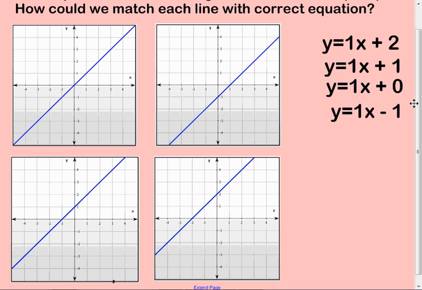What's different about these equations? All of this is the same. All of that's the same. What's different? All of these numbers, the B. So I want to match this. Which one will match with this one? Assuming I can move these. Yeah. What do you think?